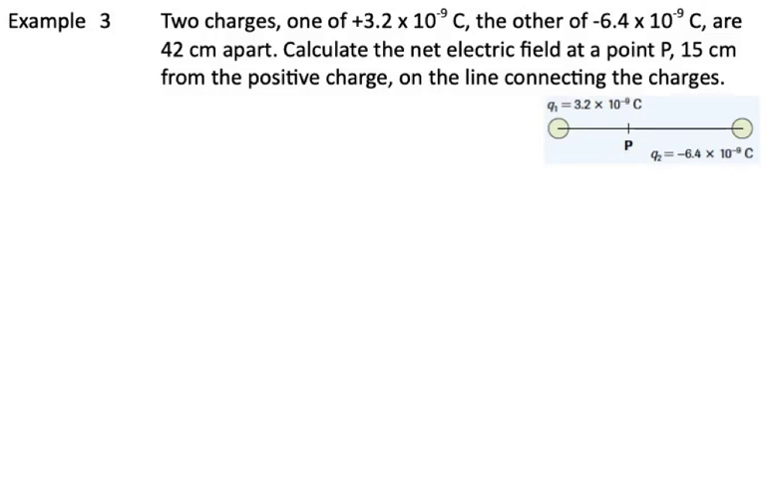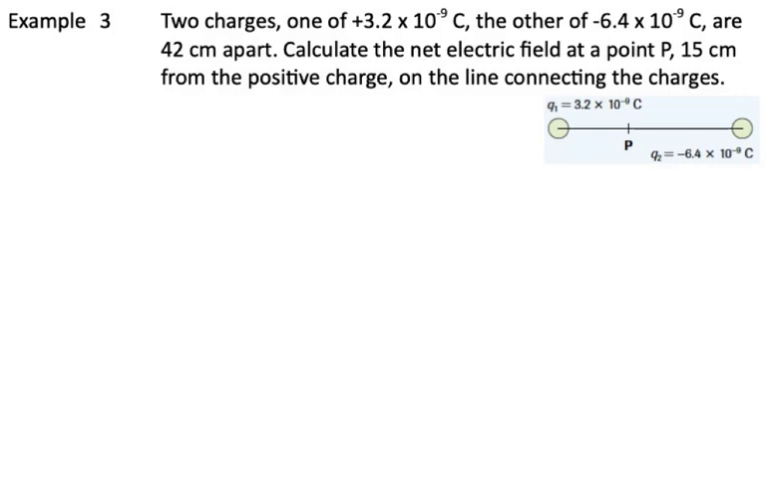So in this example, we have two charges. Q1 at the left has a charge of 3.2 times 10 to the negative 9 coulombs. Q2 at the right, negative 6.4 times 10 to the negative 9 coulombs. They are 42 centimeters apart. And we want the net electric field strength at a point P 15 centimeters from the positive charge.